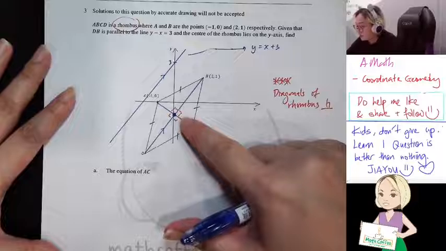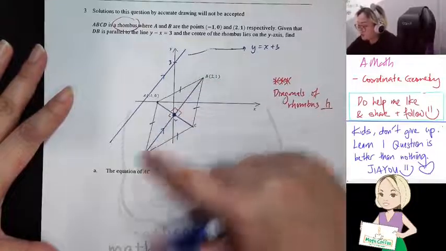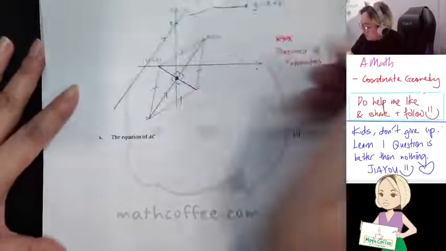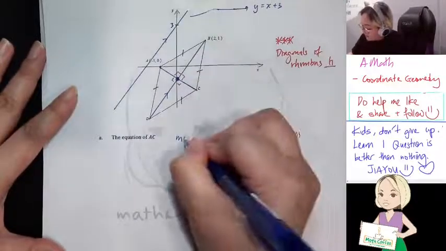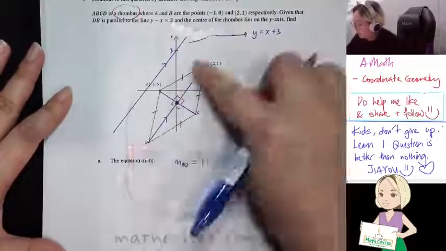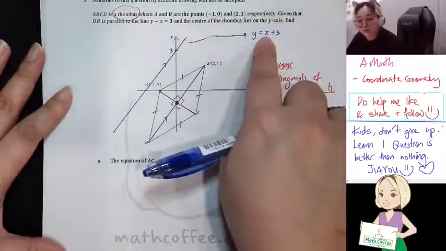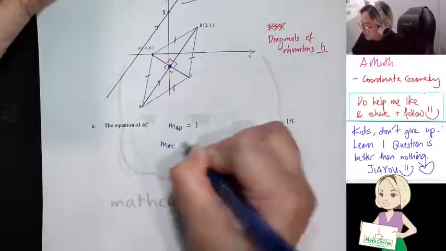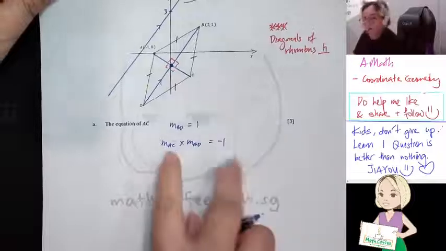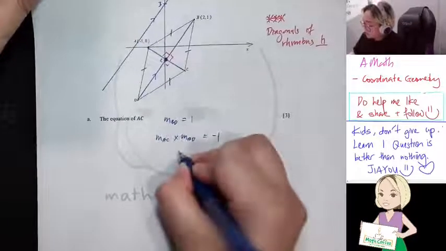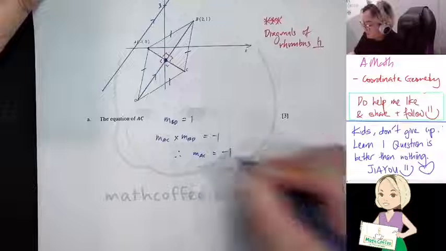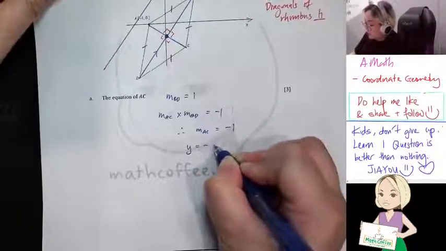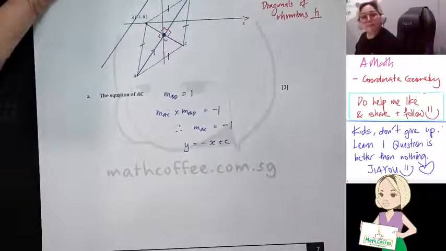So in this line I have the gradient, because this is parallel to this, correct? So this is how I'm going to write. I will say that my gradient BD is equal to 1 because it's parallel to this, and this line's gradient is 1. So my gradient BD is 1. So gradient AC multiplied by gradient BD is equal to -1 because they are perpendicular to each other. So therefore, gradient AC is -1.